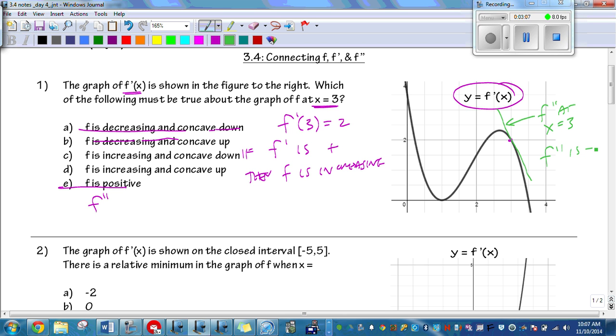We don't need to know exactly what it is. We just need to know whether it's positive or negative. Right? The slope of this graph would mean the derivative of this graph. That's the second derivative. So here the second derivative is negative. So which one is it? Concave up or concave down? Concave down. Right? Second derivative is negative. F is going to be concave down.